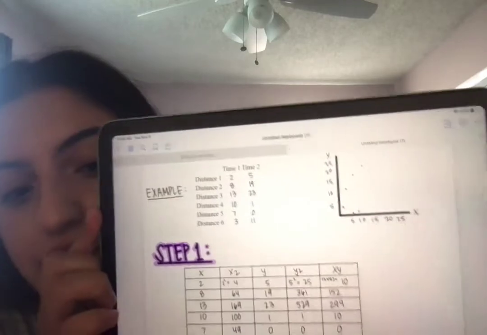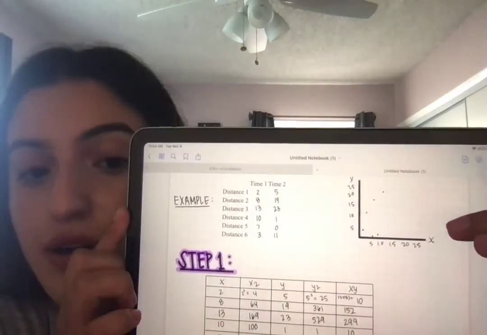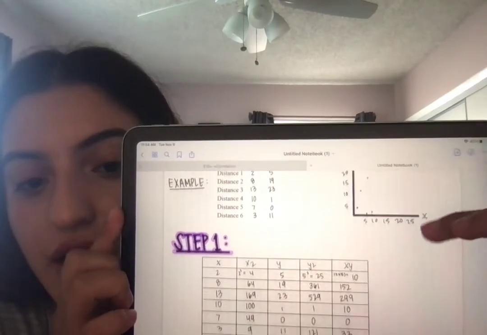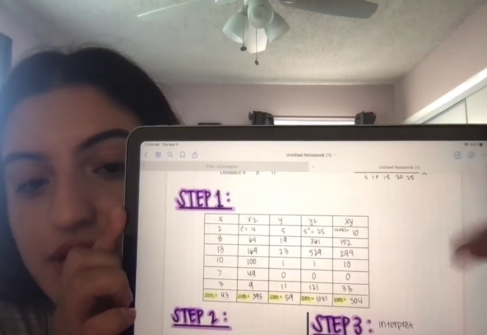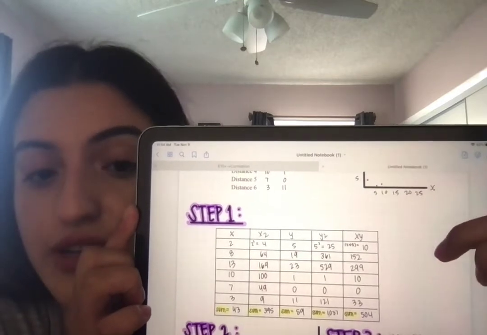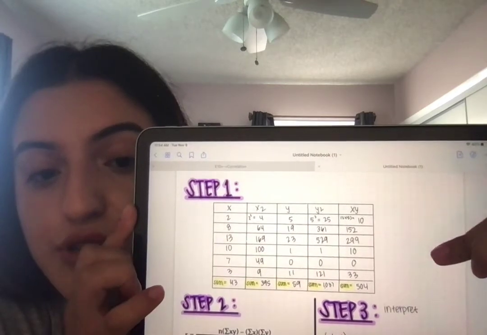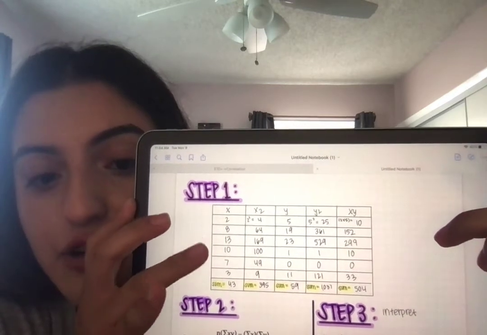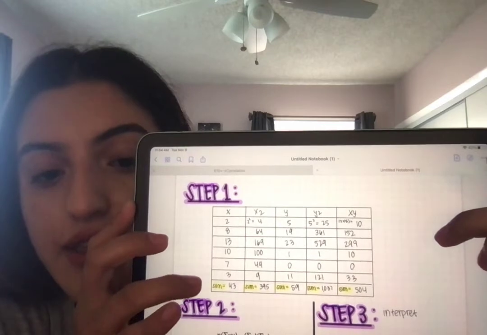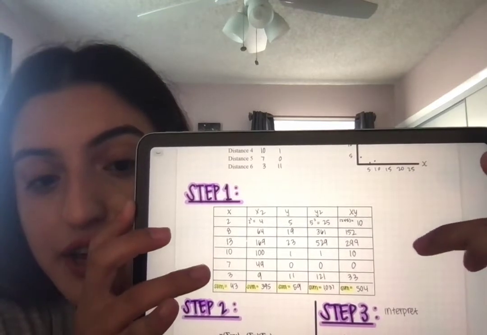So I went ahead and did a scatter plot also to determine whether it was going to have a positive or negative correlation. And then the first step you want to do is take all of the numbers that you got from your initial data, so time 1 and time 2, time 1 being your x, and time 2 being your y, and input it all. Then add the total together from all of these numbers right here in this first category.